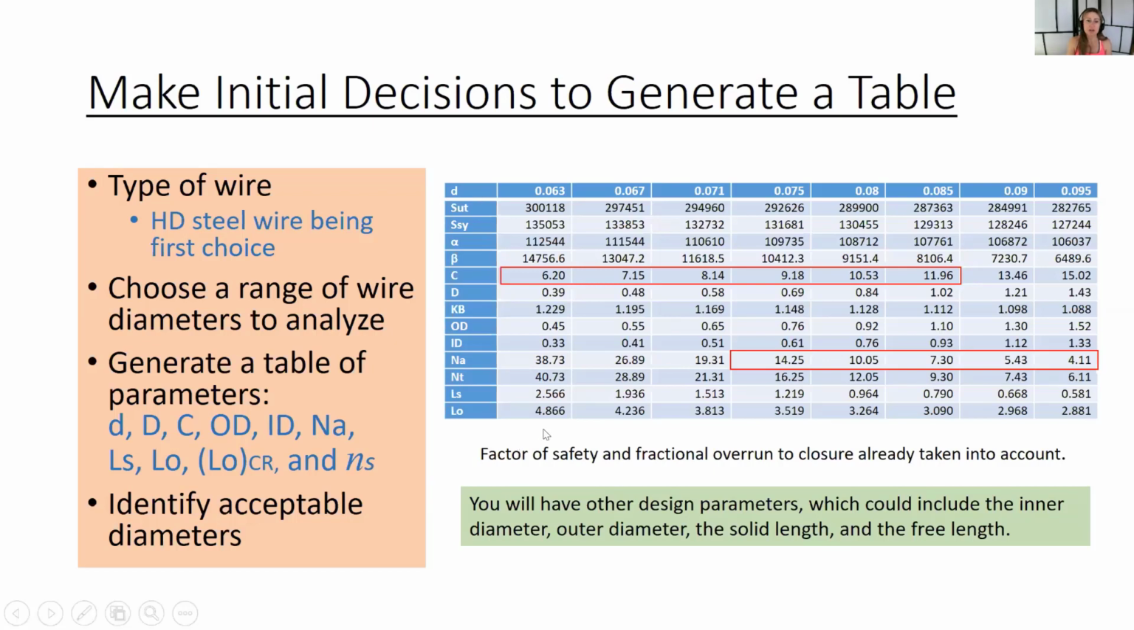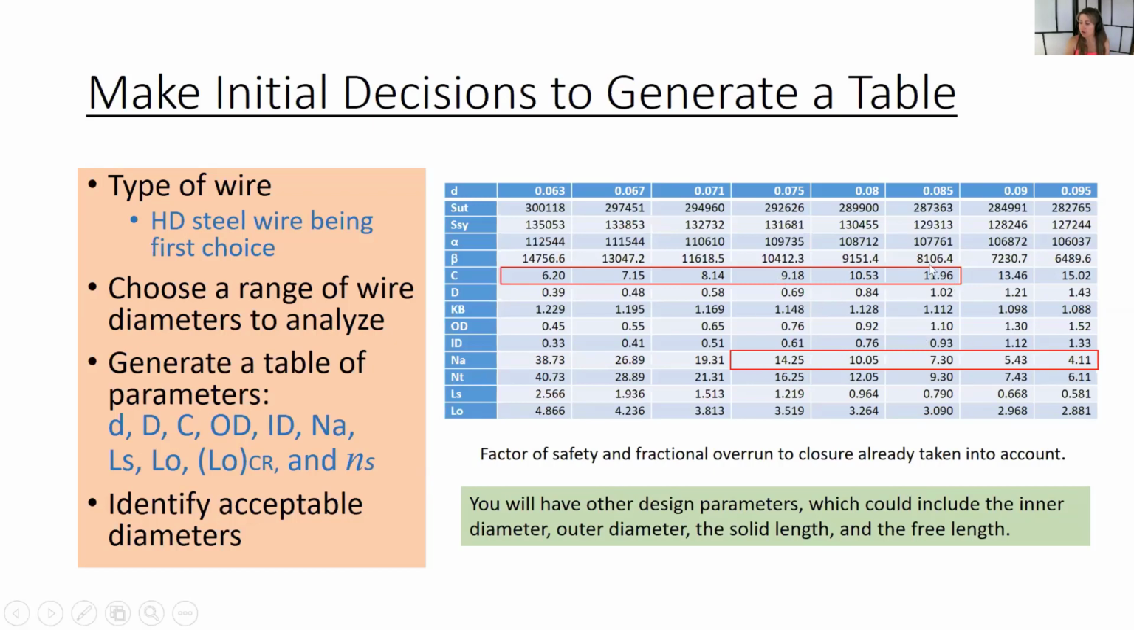And then in this table, I already have the factor of safety of 1.2 and the fractional overrun to closure, Z, of 0.15. They've already been taken into account. So then from your problem statement and this table that you've generated, you're going to identify acceptable diameters. Right off the bat, if we know that C has to be between 4 and 12, only wire diameters of 0.063 and 0.085 would be acceptable. And then for number of active coils, remember that has to be between 3 and 15. So wire diameters between 0.075 and 0.095, and maybe a little bit higher than that, would be sufficient.